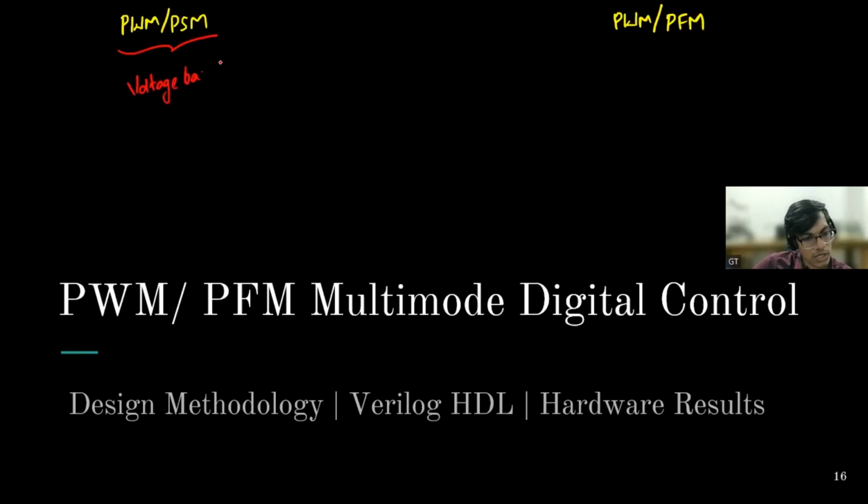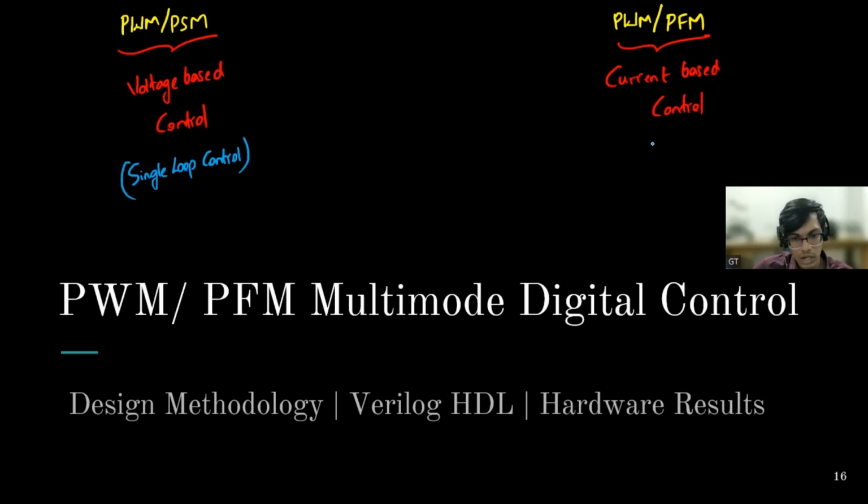So it is voltage based control, and this is current based control. If it is voltage based control, we know that it is a single loop control. And we also know that if it is current based control, it is a two loop control. So we are discussing two different multimode digital control techniques: one is voltage mode multimode digital control, the other one is current mode multimode digital control.